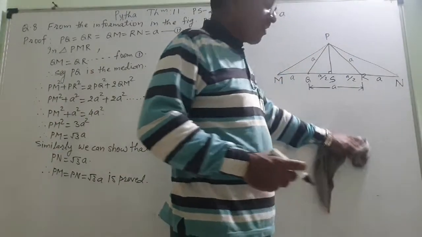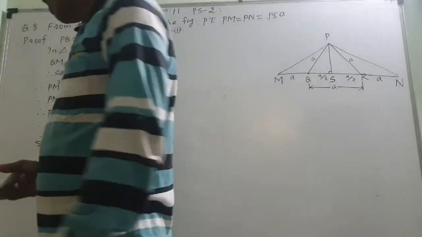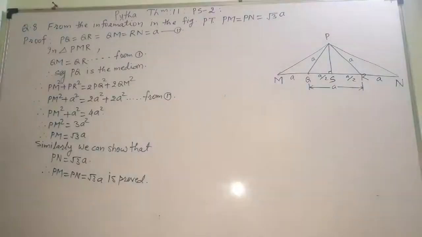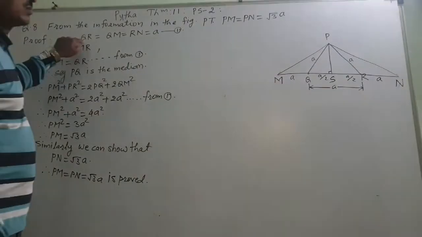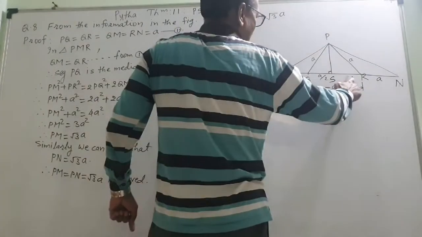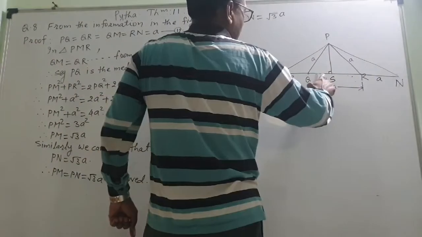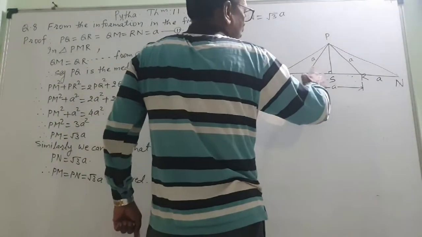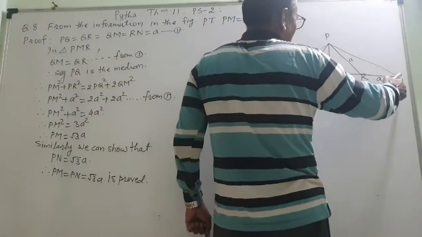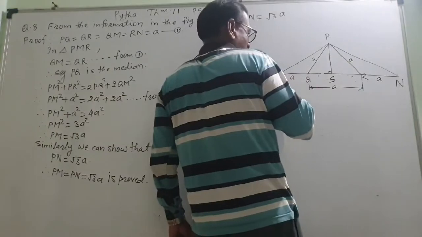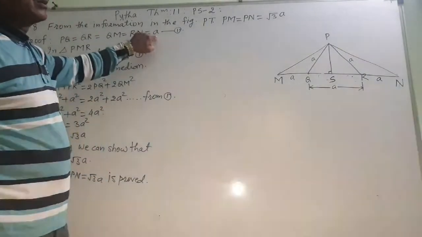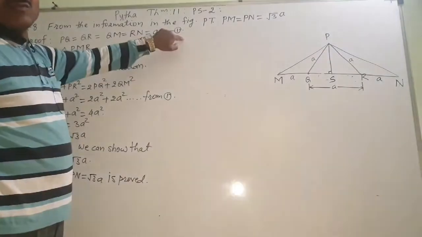So what is solved over here is also very simple. It's not very lengthy. This PQ is equal to QR. This I am rubbing now. PQ is equal to QR is equal to PR is equal to RN is equal to QM, and everything is equal to A. This is given, and number 1.